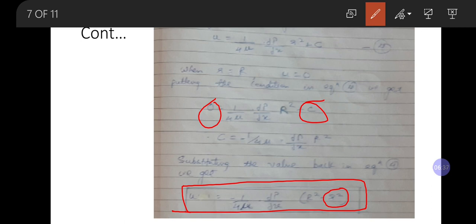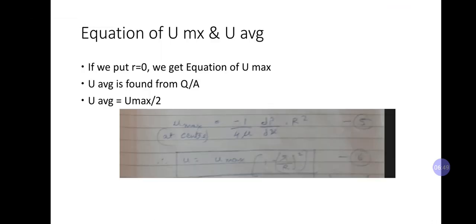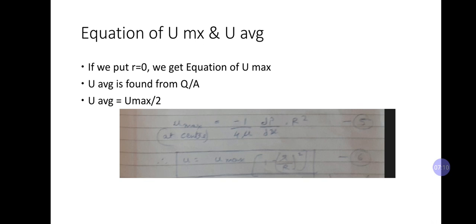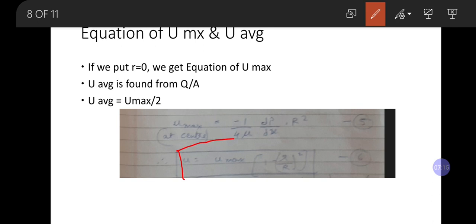Similarly, if I want to find u max, in the velocity distribution we have seen that maximum velocity occurs at the center of the pipe. So at the center of the pipe small r becomes 0. If I put small r equal to 0, then I'll get u max, which will become minus 1 upon 4 mu del p by del x into capital R square. Again, if I select this minus 1 upon 4 mu del p by del x into capital R square as u max, u can be written in terms of u max as u is equal to u max into 1 minus small r upon capital R whole square.